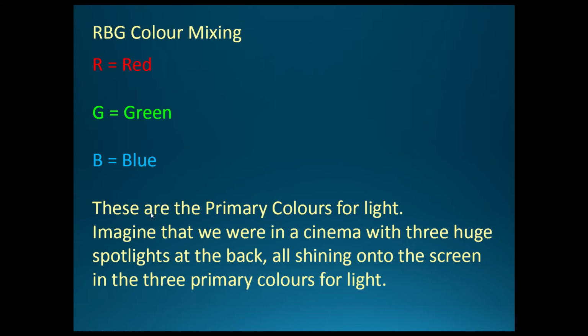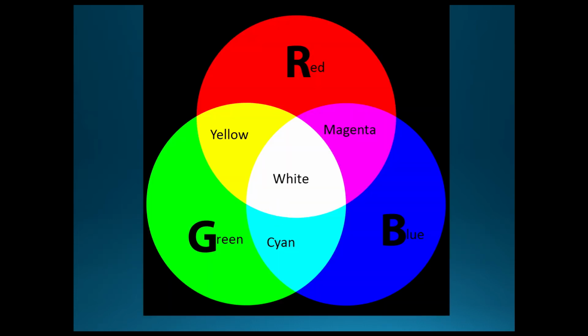To look at how this works, imagine that we were in a cinema and there are three huge spotlights at the back, all shining onto the screen in the three primary colours for light. The rest of the cinema is completely dark. This is what we would see on our cinema screen. Where the red spotlight is shining, we just see red up against the screen. We've got the green spotlight and we just see that pure green, and the blue spotlight and we see that pure blue. But where the spotlights overlap, we've got more light.